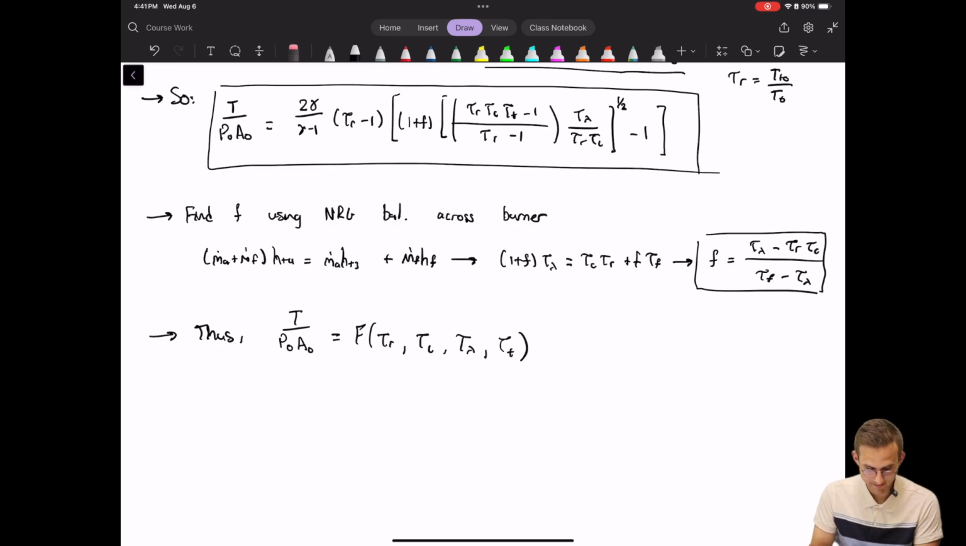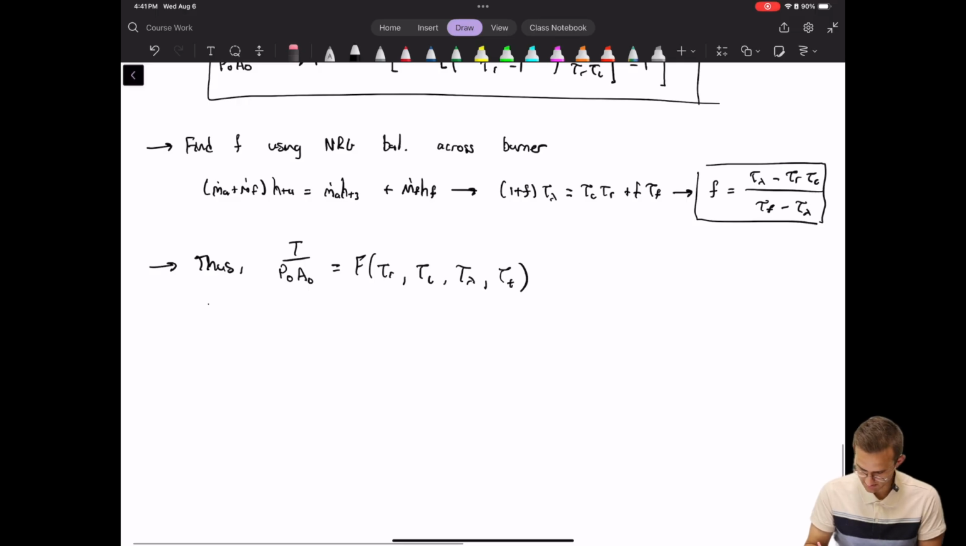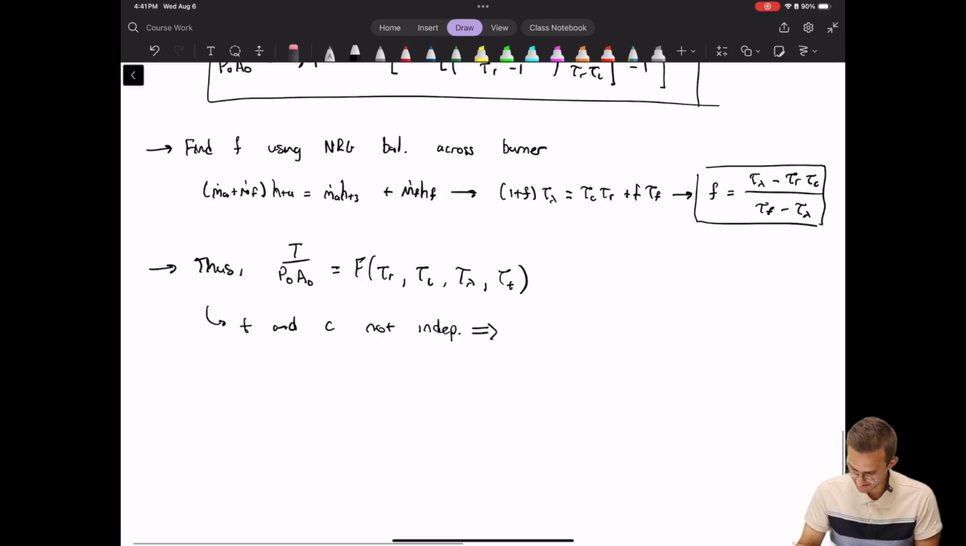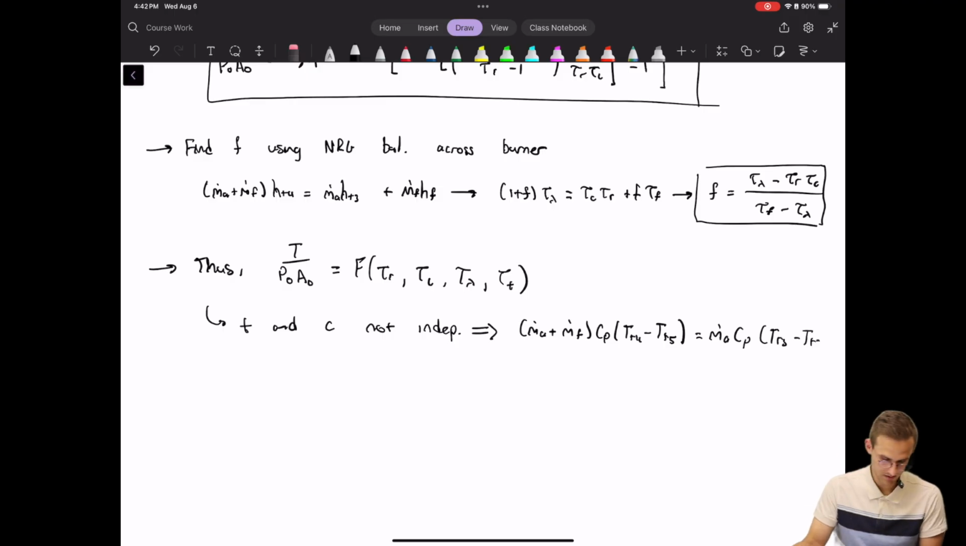Okay, but the turbine and compressor are not independent. So there's an energy balance between them, right? So T and C, not independent. We have this energy balance, which is that m dot A plus m dot F times Cp, TT4 minus TT5, is equal to m dot A Cp, TT3 minus TT2.